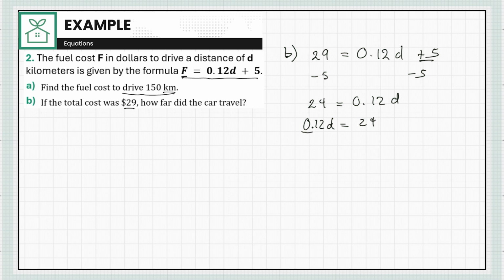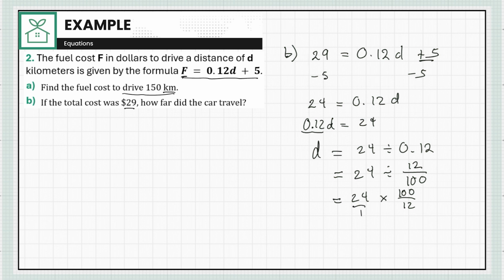Now to get rid of this coefficient, we just divide both sides by the coefficient. So dividing 0.12D by 0.12, we'll get D is equal to 24 divided by 0.12. Now there are a couple of ways you can do this. You can convert it to a fraction. That's pretty easy. This becomes 24 divided by 12 over 100. And when we're dividing fractions, we can do 24 times 100 over 12. So to convert that division into multiplication, all we do is take the reciprocal and flip it on its head.